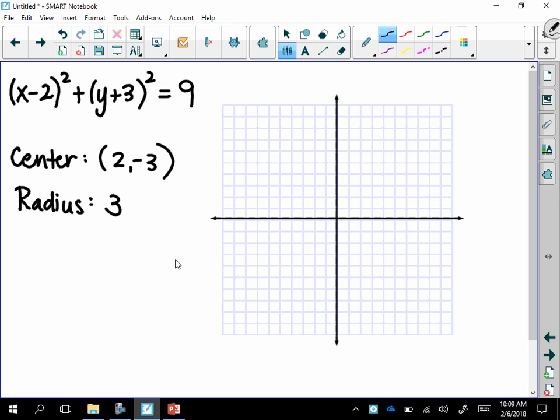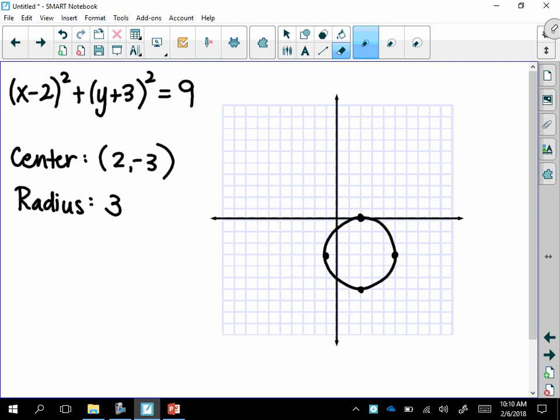Once you've identified that, graphing a circle is really easy. You go to 2, negative 3. That point is the center of the circle. And then if the radius is 3, then from the center I can count up 3, right 3, down 3, left 3, and there's the circle. Okay? More or less. And you can erase that center because it's not actually part of the graph.